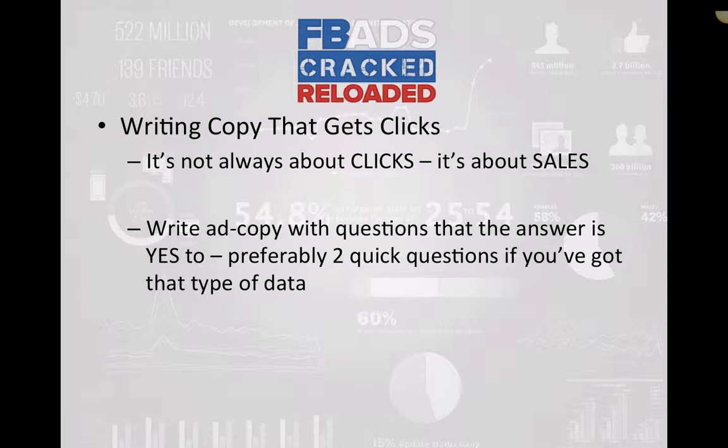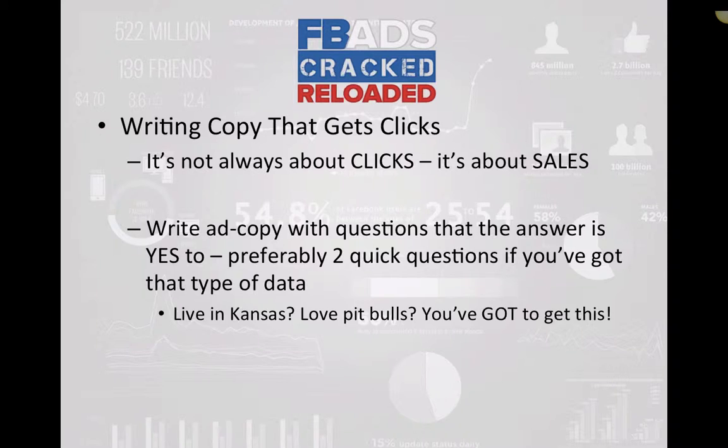So to do that, we go through a good photo, just like the one you just saw, and then you write good ad copy. If you can do one question or two questions that are guaranteed to be a yes answer, that's going to be good. Like the one from before, I just showed you had two questions with both yes answers. I like pit bulls, so live in Kansas, yeah. I travel a lot now, so maybe the answer is not yes for me, but live in Kansas, love pit bulls, you've got to get this.